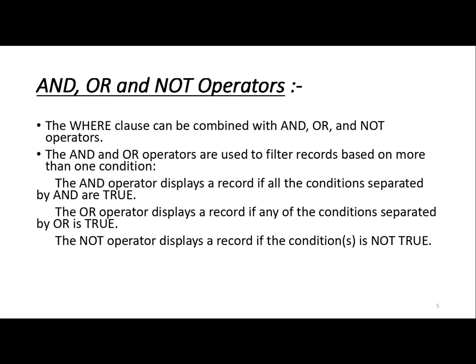The AND operator displays a record if all the conditions separated by AND are true. For example, let's take two conditions. The record will be displayed when the given two conditions are true. The OR operator displays a record if any of the conditions separated by OR is true. For example, let's take two conditions. The record will be displayed if any of the given two conditions is true.